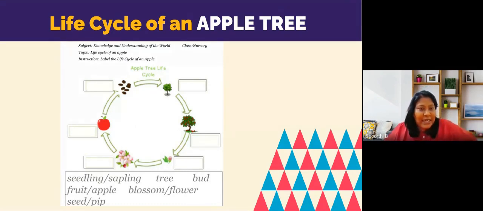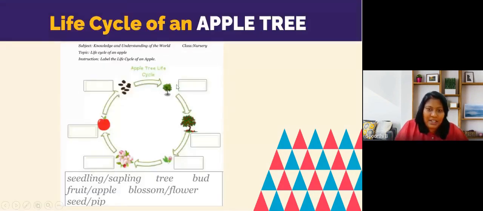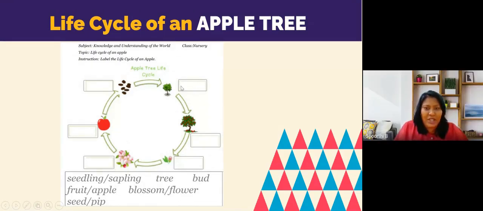Are you able to see the screen? There is a small exercise. It has a life cycle there, right? Now there are a couple of words below. So we'll start with this one here. Are you able to see the cursor? We'll start here. Okay, what should go in the first box?